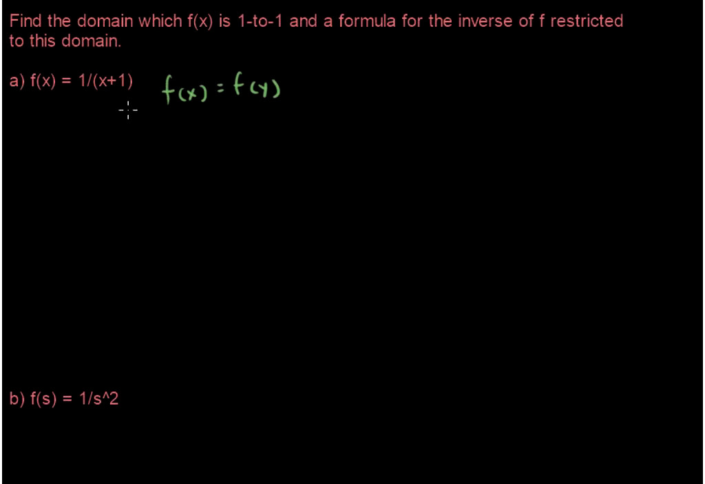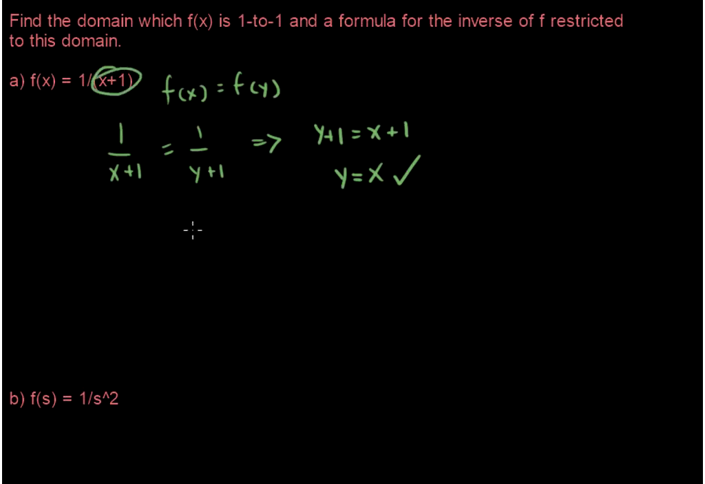So you would just plug this into our function here. That would give you 1 over x plus 1 equals 1 over y plus 1. That's going to give you y plus 1 equals x plus 1. And then these ones are going to cancel, and you're going to be left with y equals x. And that's what you wanted to find. That means that this function is one-to-one. Now the only thing you would have to consider is that when x is equal to negative 1, you're going to get 0 in the denominator, so the function's undefined.